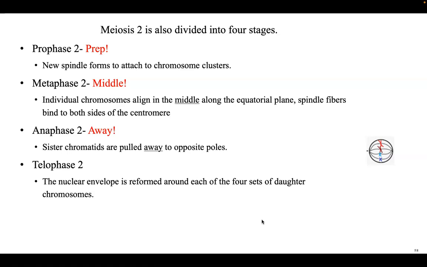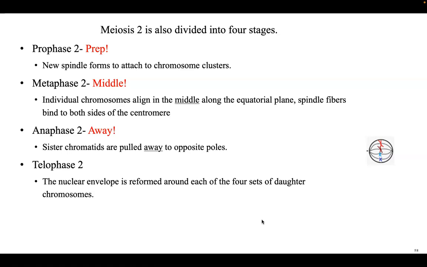In metaphase 2, we are going to the middle again, except this time, instead of a line of 2 chromosome pairs, it is just individual chromosomes aligning in the middle. That middle is still called the equatorial plane. And in metaphase 2, the spindle fibers are going to bind to both sides of the centromere, because we need to split that centromere in half to end up with individual chromatids on either side of the cell.